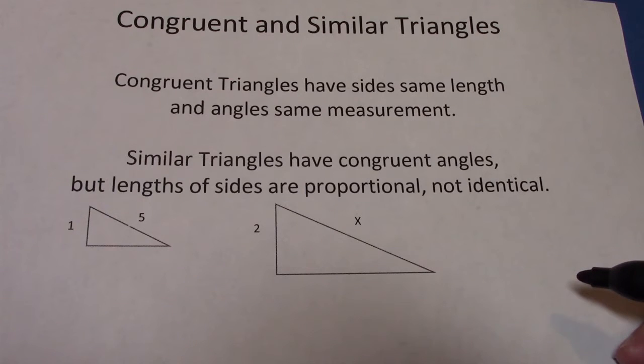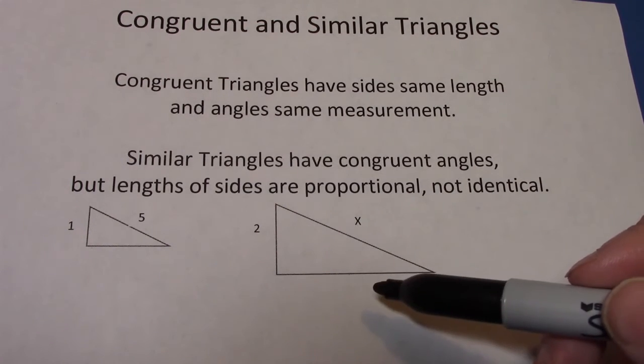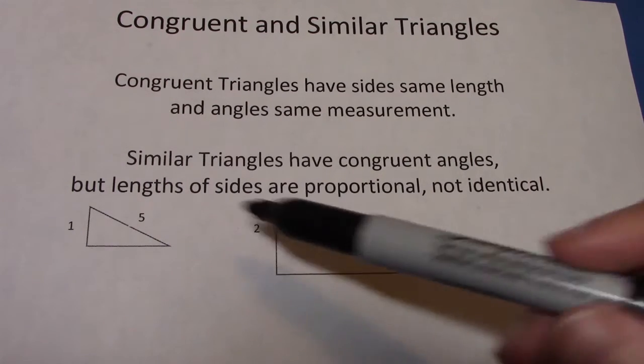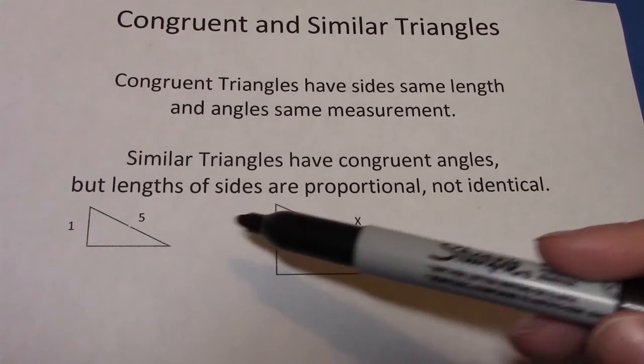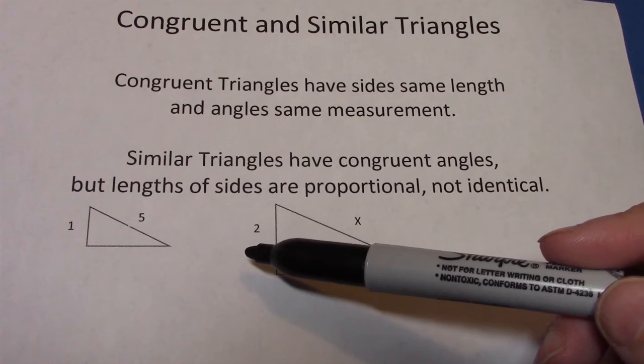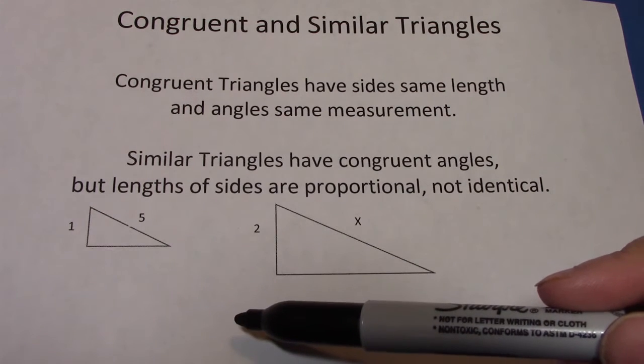When two triangles have sides that are the same length and angles that are the same measurement, they're called congruent triangles. Congruent triangles are exactly the same size in every aspect, although they might be drawn as a mirror image or rotated. These are similar triangles. They also have congruent angles, that is, these angles are the same as these, but their sides are proportional rather than identical.